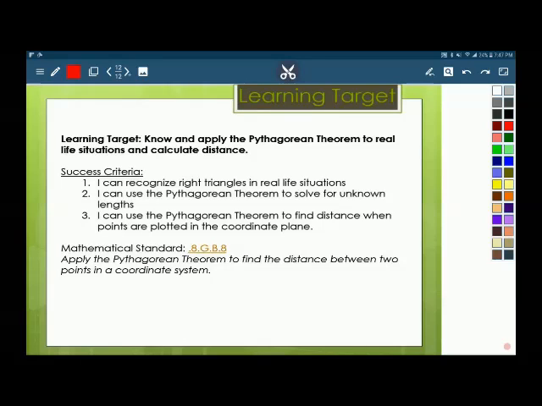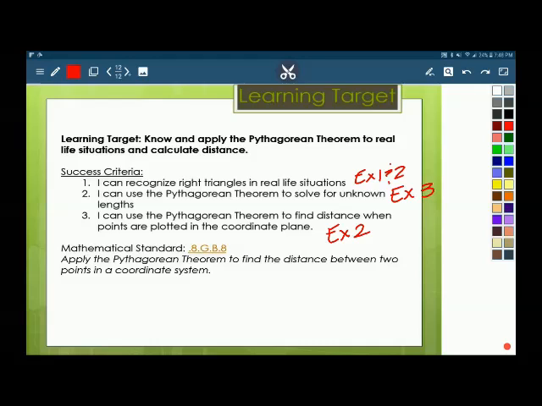So I'm going to say our first success criteria we found in both examples 1 and 2. The second success criteria we can find in example 3. And then the distance formula was example 2. So we did all 3 of these success criteria. If you can say you can do all 3 of these, then you'll be fine on your homework and you'll be able to do the problems on the test.